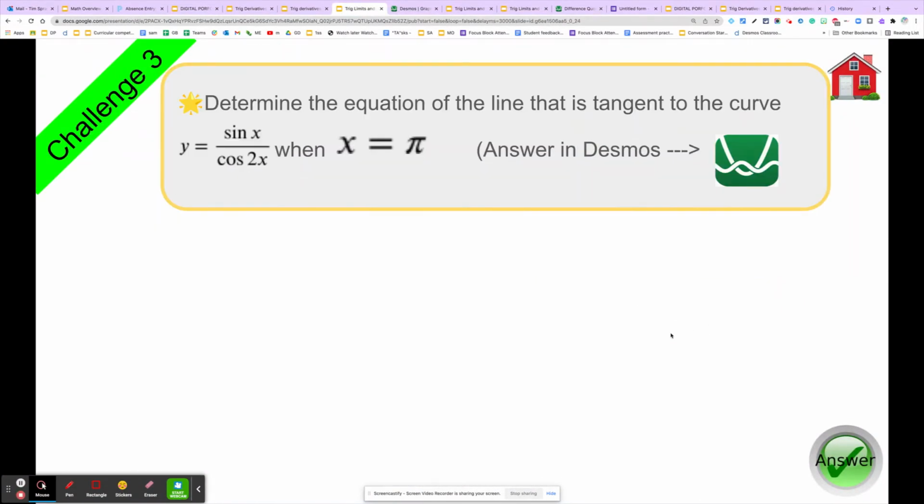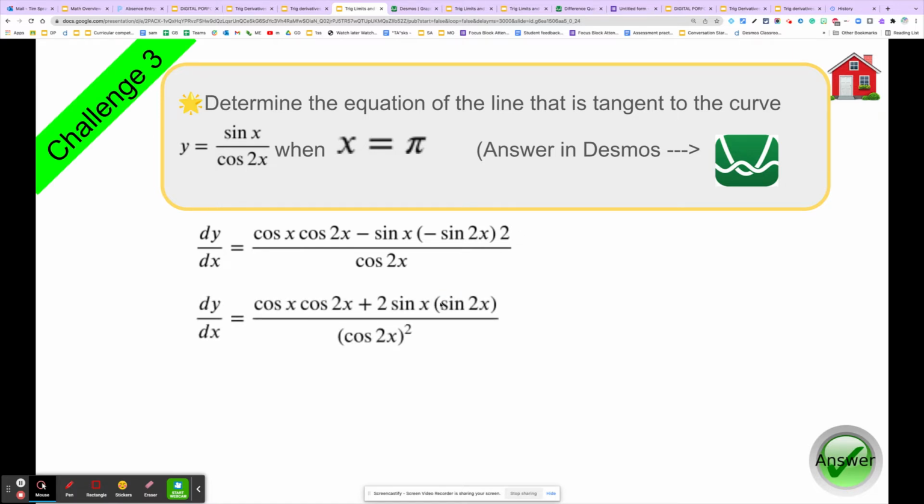So let's take a look at this guy, and this guy looks tricky. First off, let's take the derivative. The derivative of sine x is going to be cos x times cos 2x, minus sine x times negative sine 2x, and then the chain rule. Don't forget the chain rule, times 2.